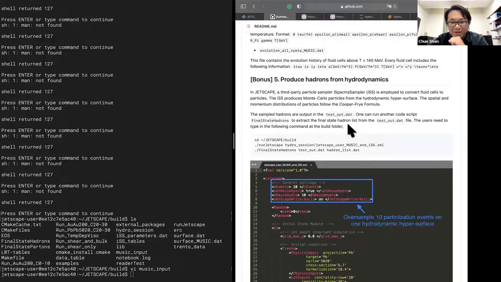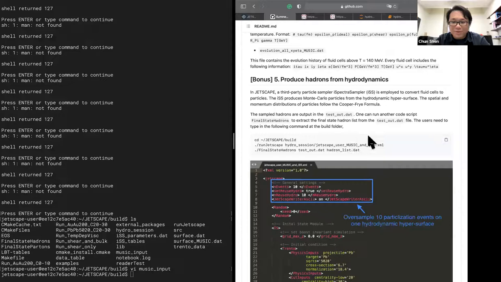Here is where we actually fold in the fluid dynamics with a particleization scheme, or a particle sampler, to convert the fluid cells at the freeze-out surface to particles. The particles can then be fed into, say, hadronic transport for scatterings and decays, or you can directly analyze them on the hypersurface, which will give you the momentum information of particles at freeze-out. So this is the bonus part five, which will produce hadrons from the hydrodynamics.